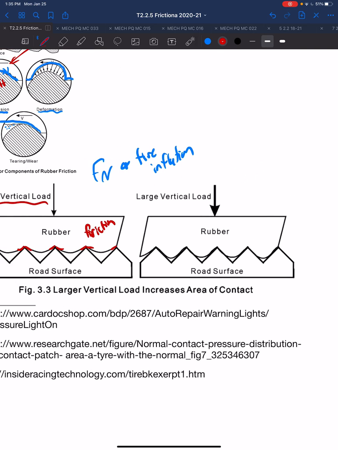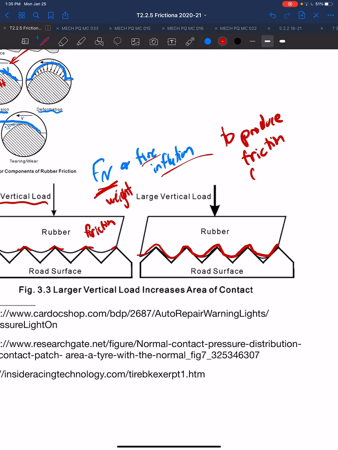In the second case, we have a much greater normal force, and so we see much more deformation of the tire. And you can see now there is much, much more of the tire in contact with the road. And so what we see is that there is this dynamic balance between the force normal and the weight of the object and the tire inflation to produce friction for traction.